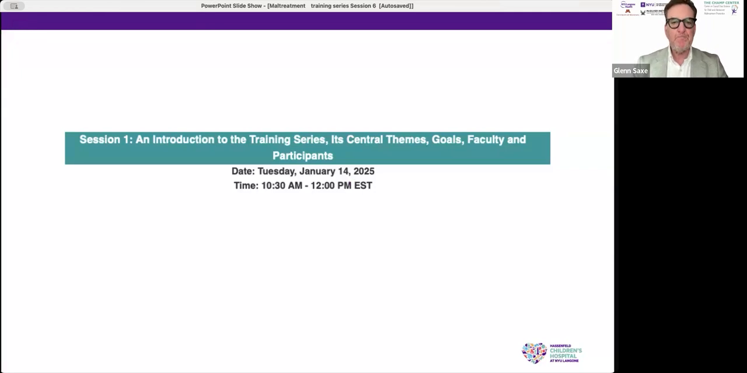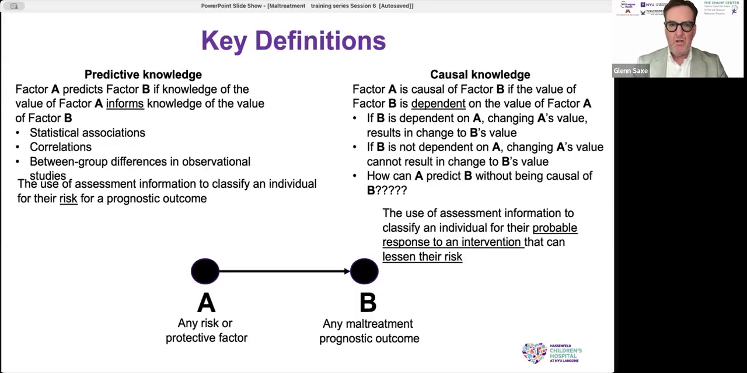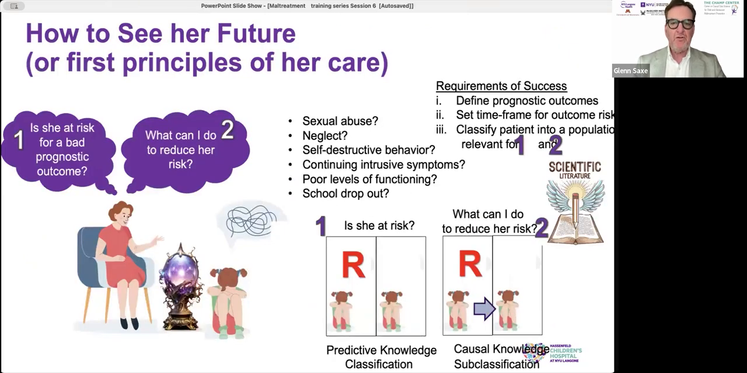So our first session, we started with the massive problem that we all know about. These numbers, not going to go into them in detail. Then key definitions of prediction and causation. You've seen this many times. You know what it means, but we really grounded everything in these definitions. And then we talked about why causal and predictive is very different. And everything was grounded. You've seen in this slide how to see the future.